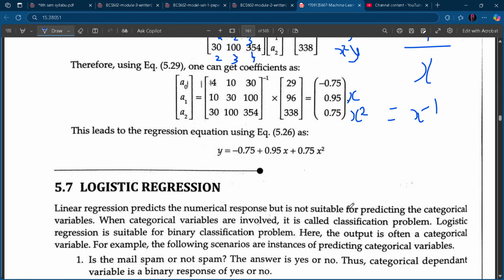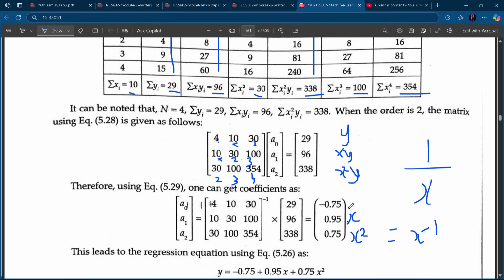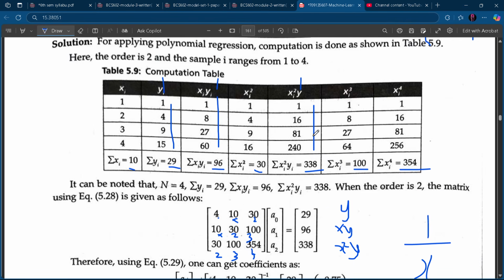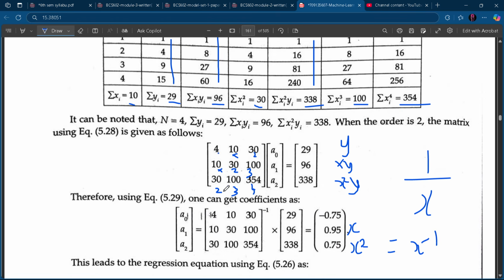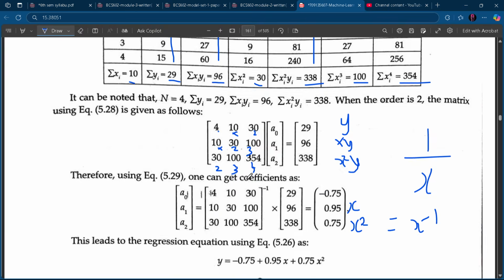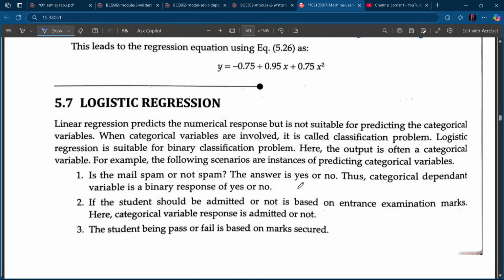Just study the theory a little. Then if you solve the problem, you will understand what is what, and you can simply explain what polynomial regression is using this itself. You just have to remember one or two formulas, how you take summation, what you find out. That's it. Then we'll go to logistic regression.